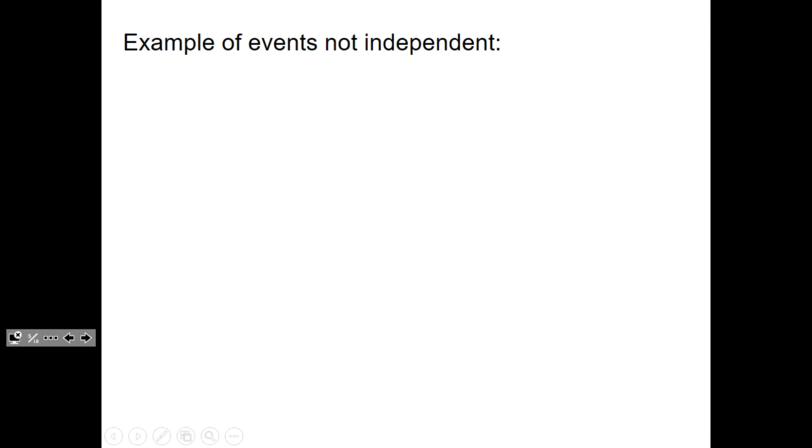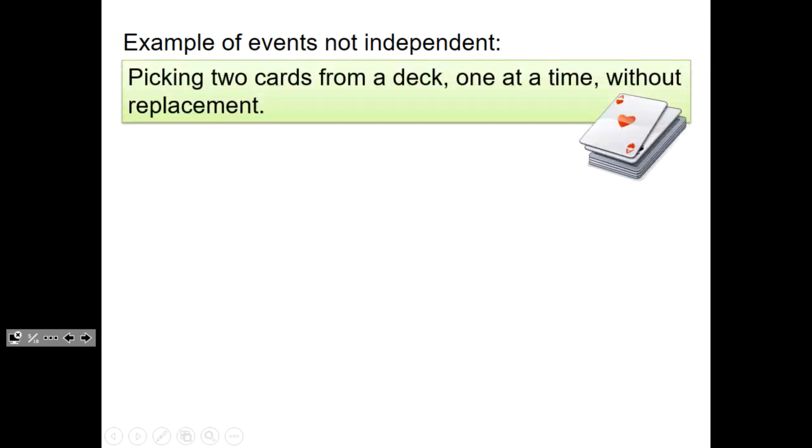Now we can also have events that are not independent. Say I'm picking 2 cards from a deck one at a time without replacement. Since I pull out a card, I might have a certain chance of getting the Ace of Hearts. It's 1 out of 52. But if I set that card to the side, and now I go on and pull a second card out of the deck, I want to say, what's the chance now of getting the Ace of Hearts? Well, if on the first card I didn't get the Ace of Hearts, the probability is now 1 out of 51. But if I did get the Ace of Hearts on the first card, well, the probability is now 0.